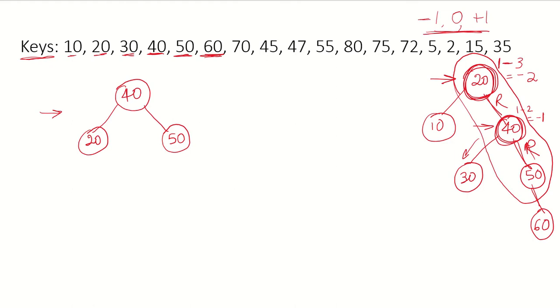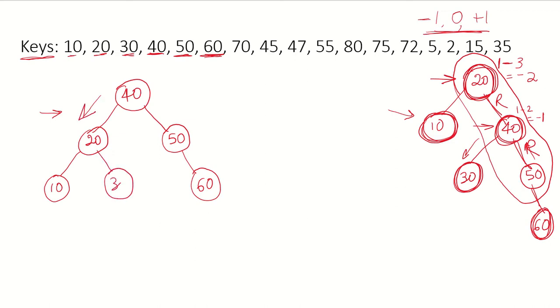Now let's take where the other nodes will go. 10 is the left child of 20, so it will come as the left child of 20. 60 is the right child of 50, so it will come as a right child of 50, and 30 is the left child of 40. So we have to go left and place this node 30 over here in the left subtree of this node 40. Now the next node that is coming in is 70.